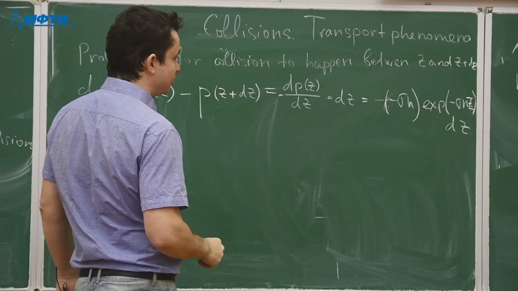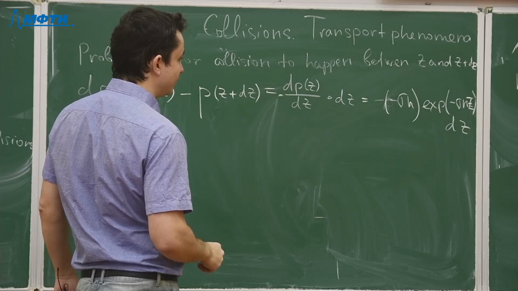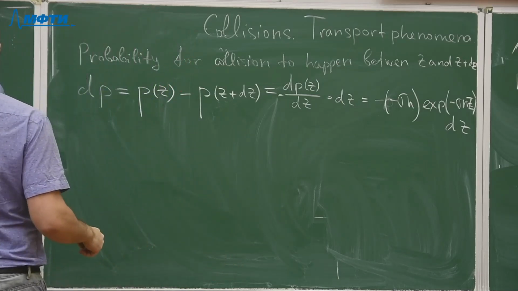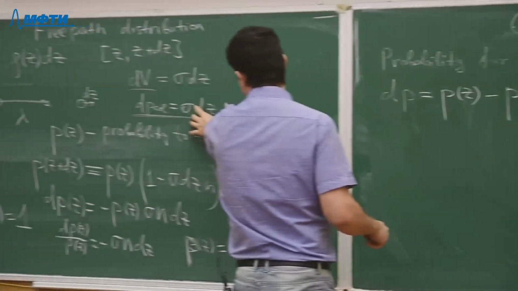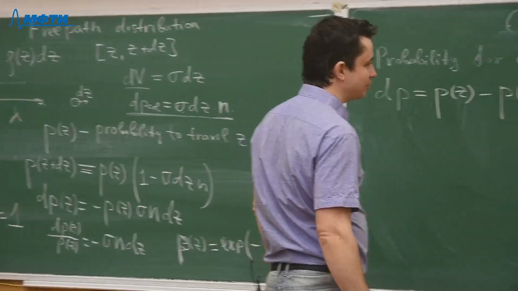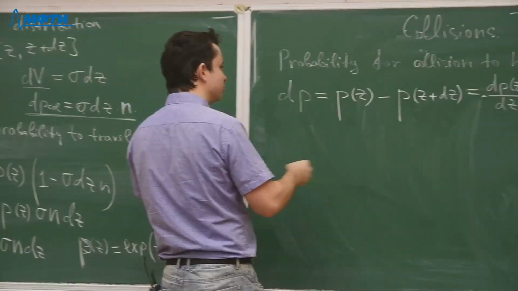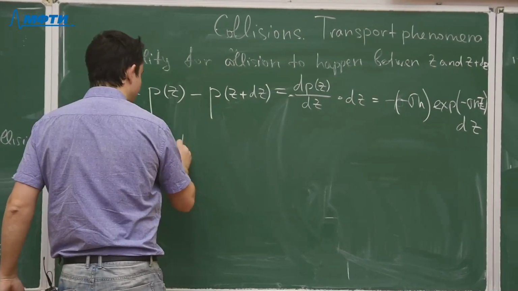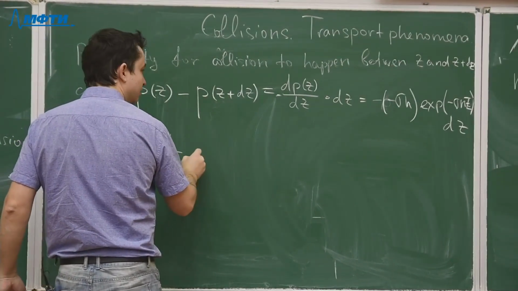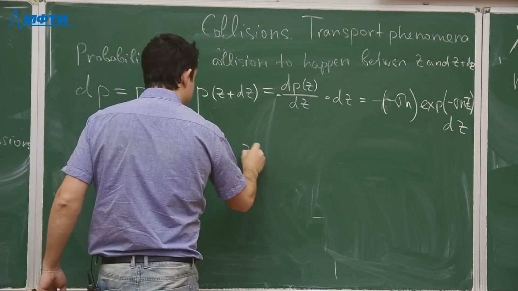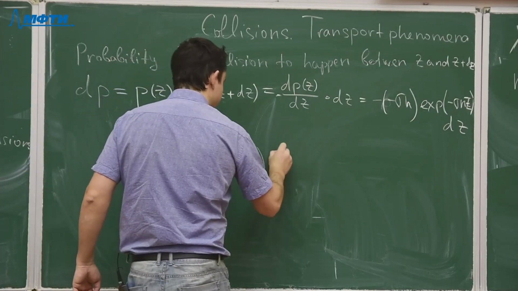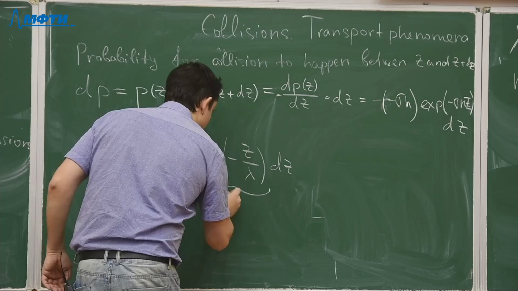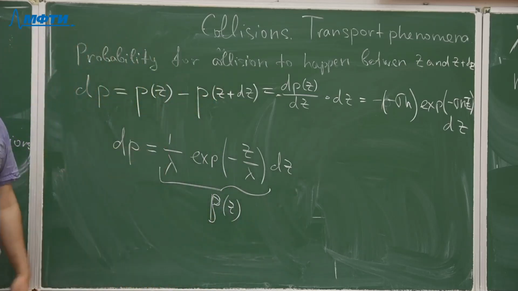And next we are going to use the expression for sigma. Well, in here I again assume that the molecules are at rest, and so I need to add an additional factor of square root of 2. So after I do all of these corrections, I would get the equation that dp equals 1 over lambda multiplied by exponent minus z over lambda times dz. And this function rho of z gives the probability density of a certain free path.